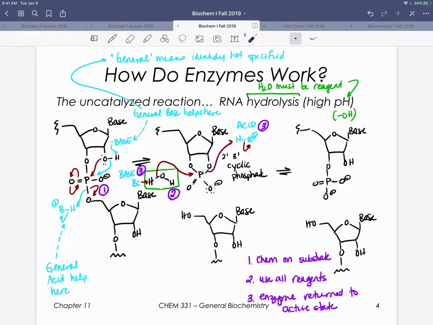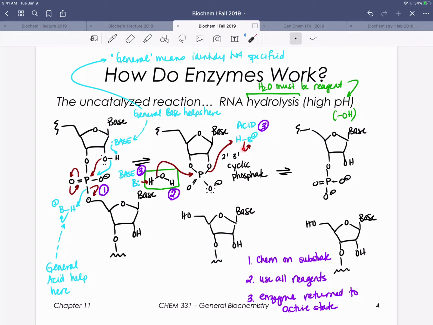Water's going to come in the second act, and water's going to do 2 things. Not only is it going to help regenerate the enzyme active site, but it's going to finally satisfy the fact that we're using all of these reagents. So water comes in the second act of the play here.